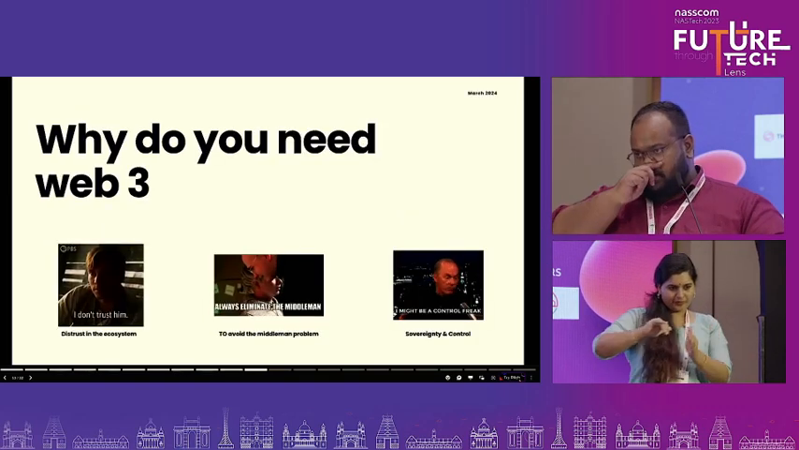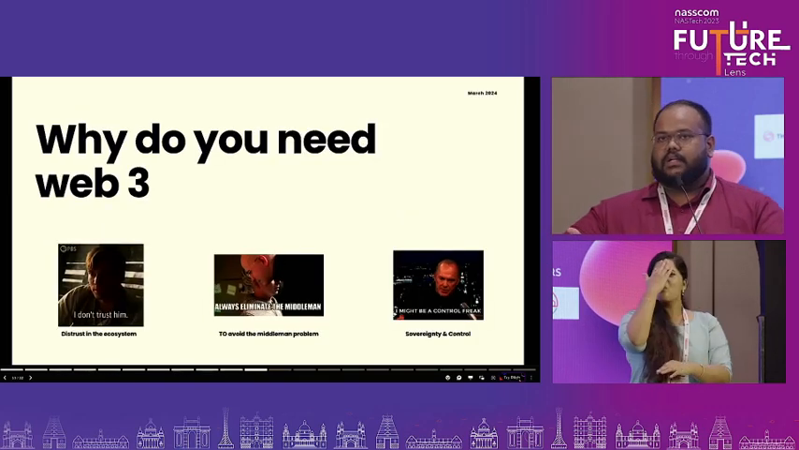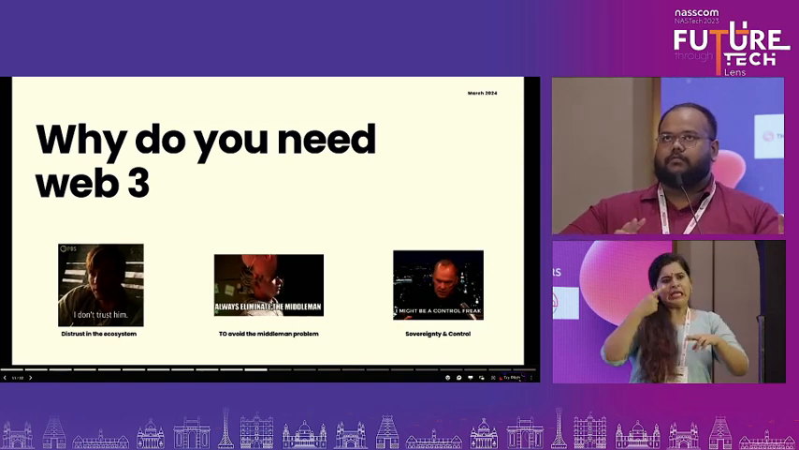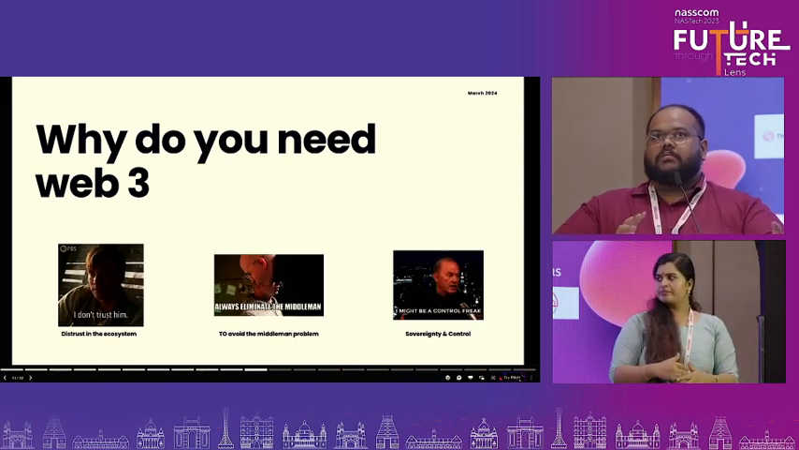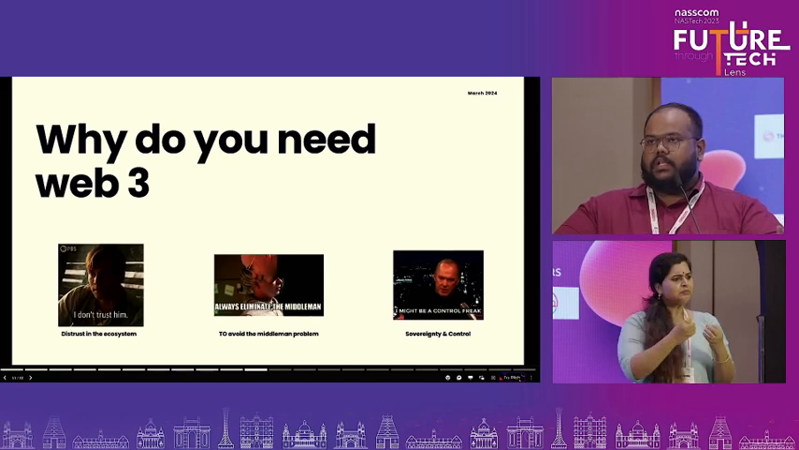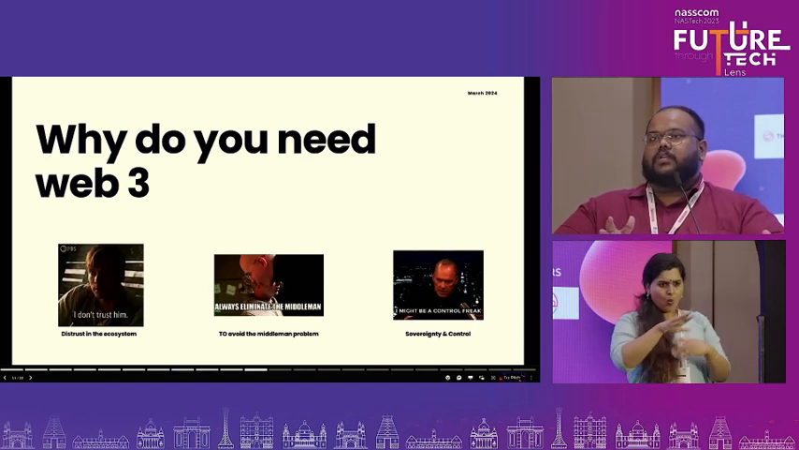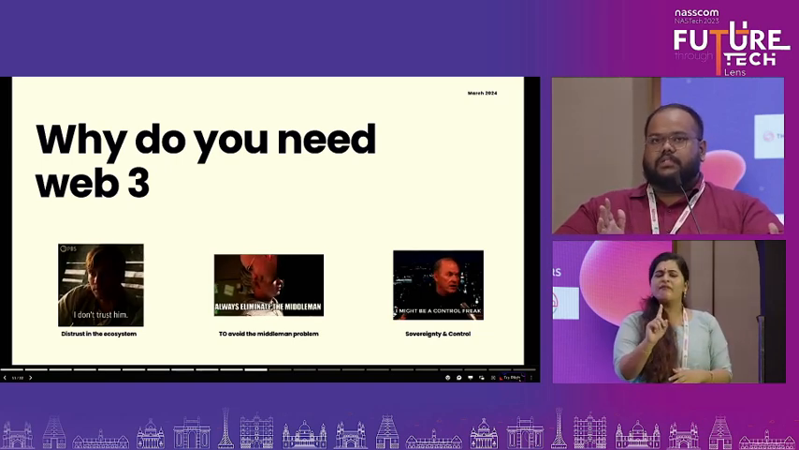Now, my question is, why do you need Web3? First thing is that there's math. As a blockchain solutions architect, these are the three primary things that I see when you go for a Web3 solution. First, if there is distrust in the ecosystem.